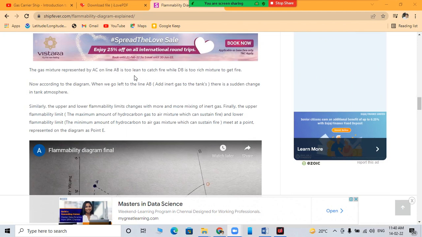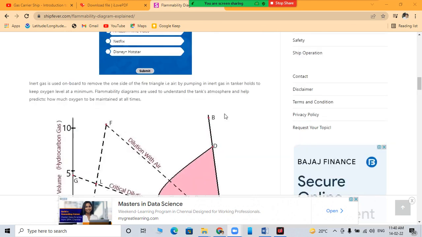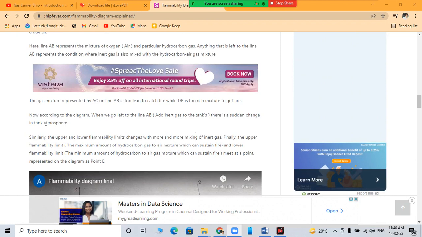The mixture on the line AC is too lean to catch fire, while DB is too rich a mixture to catch fire. So this is AC, which is too lean to catch fire, and B to D is too rich to catch fire.